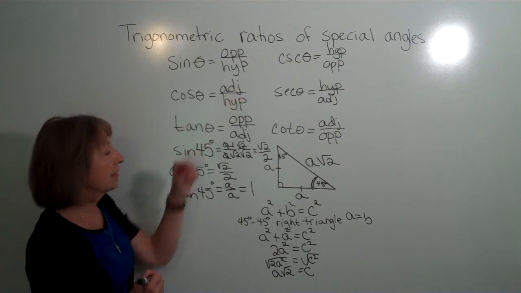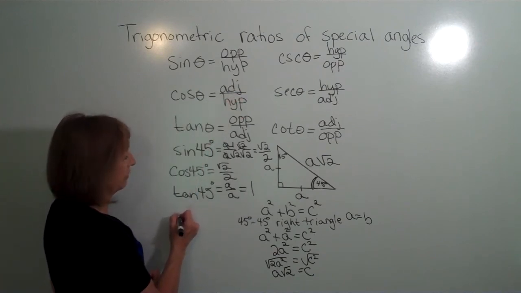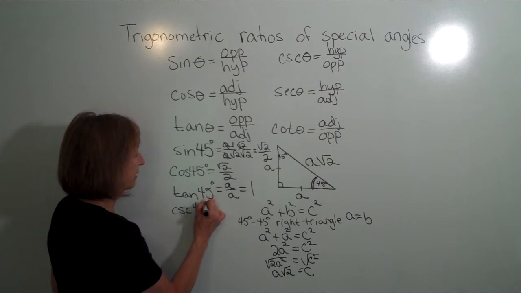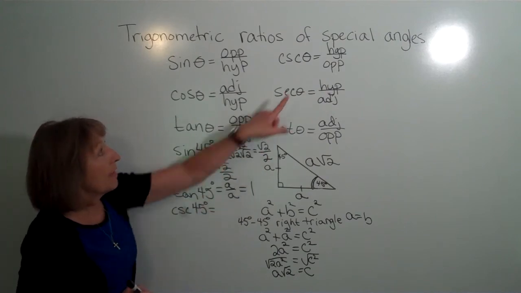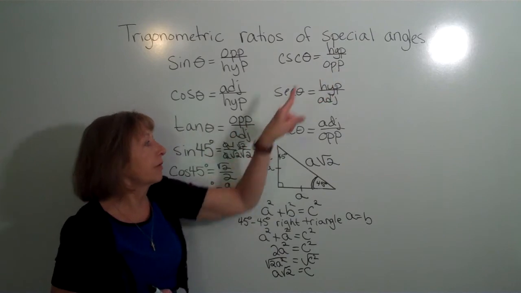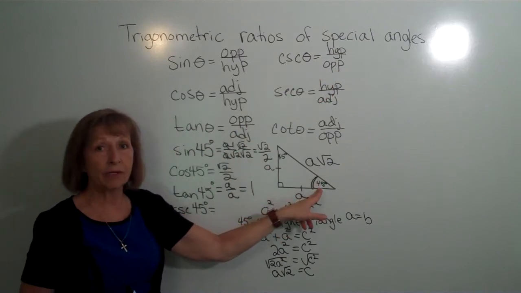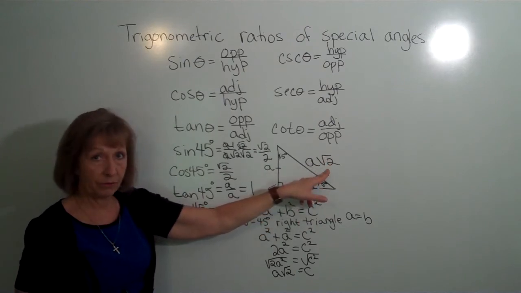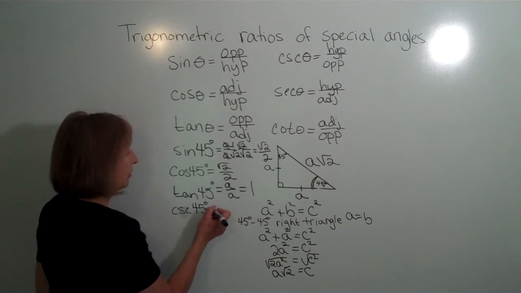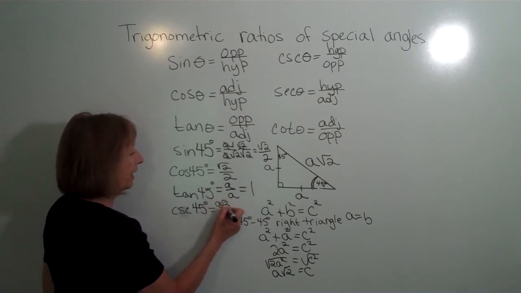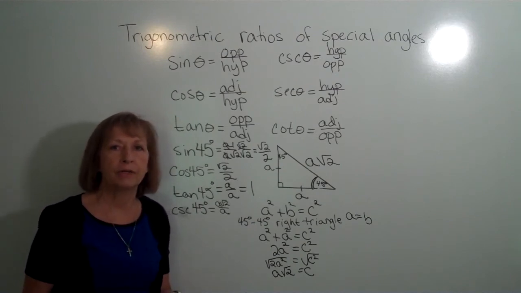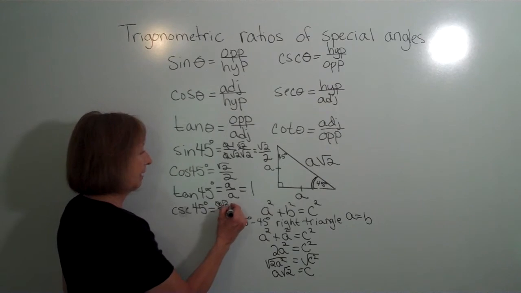Now let's look at the other 3 trig functions of 45 degrees. So the cosecant of 45 degrees, well, that cosecant is hypotenuse over opposite. So for this 45-degree angle that we're looking at, it's the hypotenuse, A times the square root of 2, over the opposite A. So when I have A times the square root of 2 divided by A, my common factor of A's will cancel, and my square root of 2 is in the numerator, so I don't have to rationalize it. I just get the square root of 2.